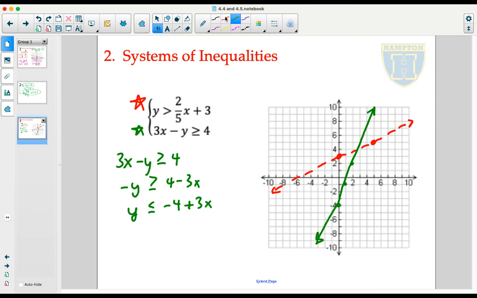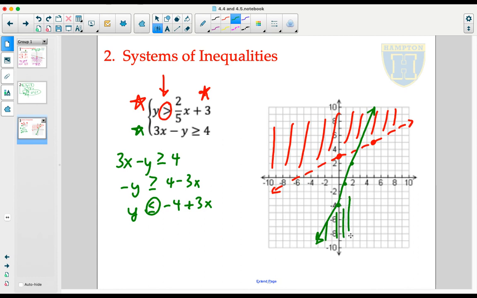And when we're determining the direction of the shading, we're going to look back at our inequalities that ended up with y is greater than, y is less than. So back at the beginning of the red inequality, we see the greater than symbol. So we want to make sure that we're shading everything that is above that line. When we look back at our green inequality, we see that we are less than or equal to. So we want to shade everything that is below that line.